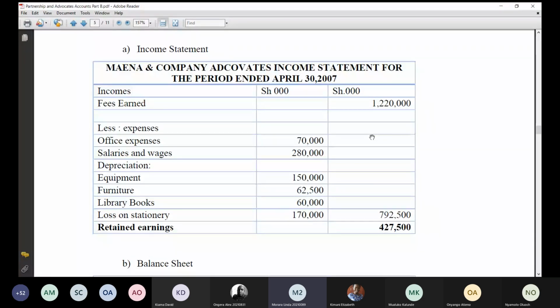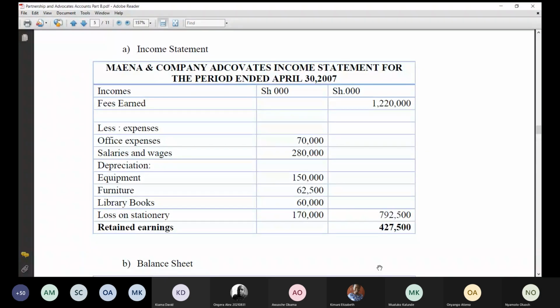So if you go to your income statement, this is how these figures are going to sit. The income earned, you know where we've gotten it from, is the cost charged. You add your closing work in progress, you less your opening, and you get that. Then you less your expenses. Some of these expenses are direct. 70 is given in the note. 280 is also given. Depreciation, we are calculating. Then there is the loss on stationery, which is also an expense.